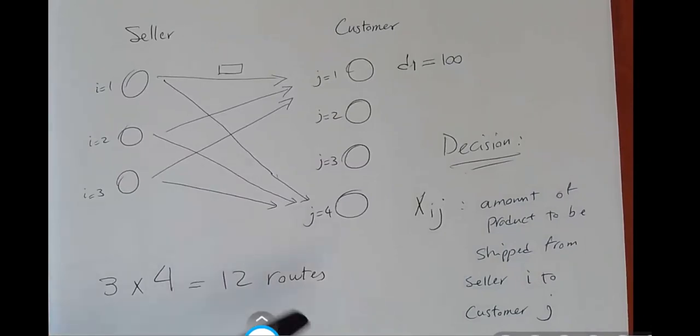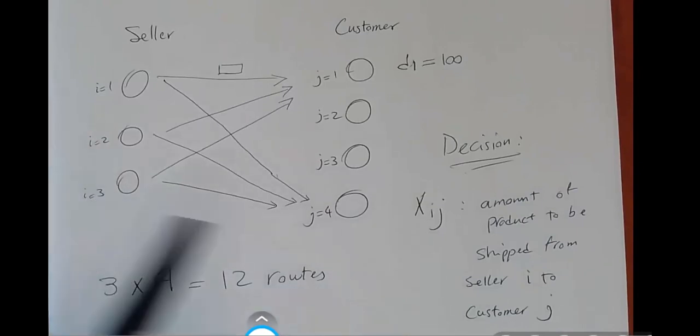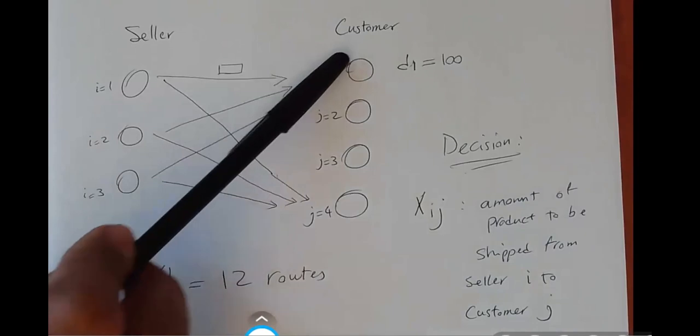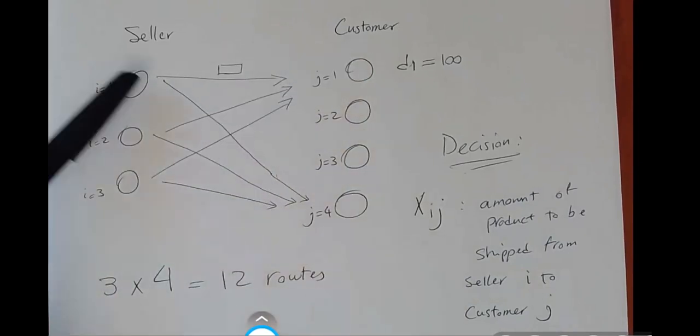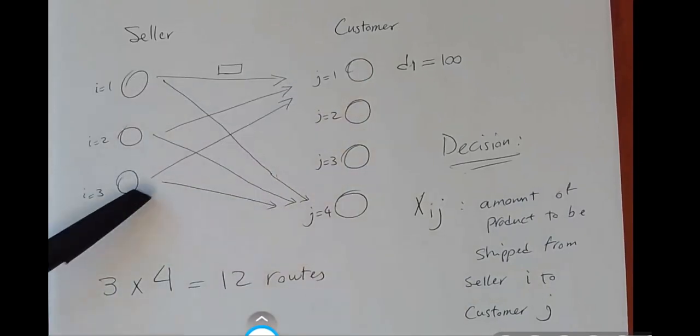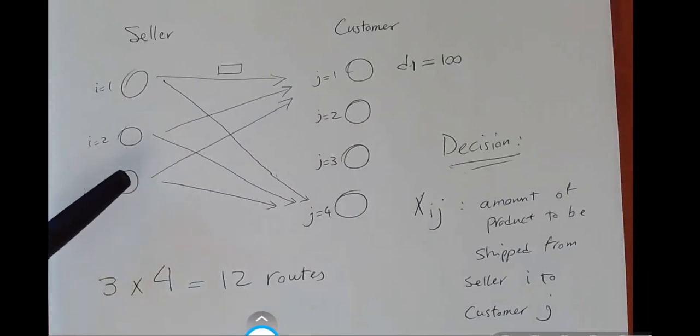And we want to make our decisions in a way that we first satisfy the demand. Second, we don't violate the capacity of our sellers. We don't over-ship from each one of these storage places. And our objective at the end of the day is to come up with the minimum transportation cost. We want to find the best transportation schedule. All right, so that is our objective.